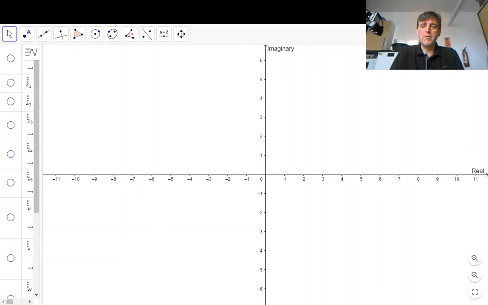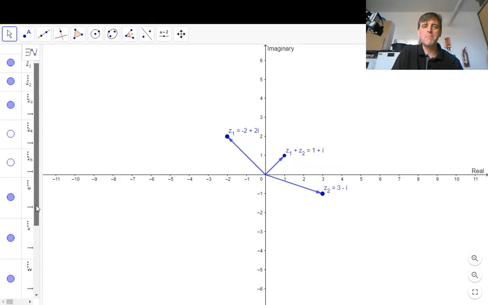Okay, let's have a look at the graph plotter and see what we've got here. So the complex number z1, first of all, minus 2 plus 2i, well, there it is as a point, but as a vector, we would just draw that there like that. The complex number z2 was 3 minus i. So there it is as a point, and there it is as a vector. z1 plus z2, well, hopefully you got that as 1 plus i there. And as a vector, there we are, just there like that. Okay, so far so good.